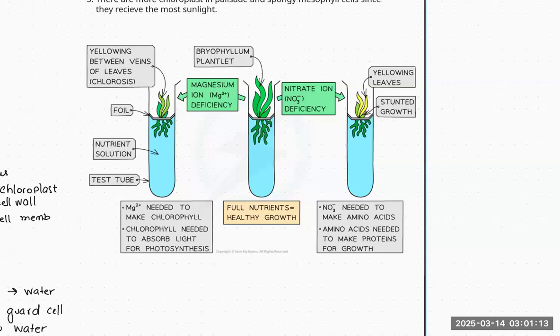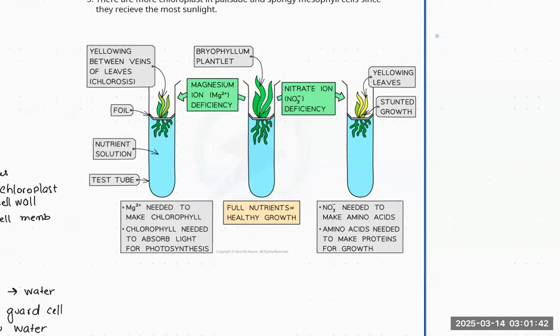Then you can prepare a solution without any nitrate ions. Then a solution without any magnesium. Then a solution without any phosphate. It's not given in the diagram, but it will be the same. Then a solution without any calcium. Then you can even do a solution with just distilled water. No nutrition, all the nutrients are missing.